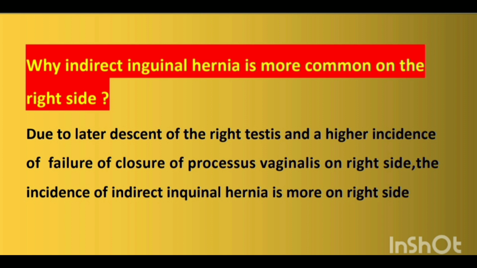Question: why is indirect inguinal hernia more common on the right side? Answer: due to the later descent of the right testis and a higher incidence of failure of closure of the processus vaginalis on the right side, the incidence of indirect inguinal hernia is more on the right side.